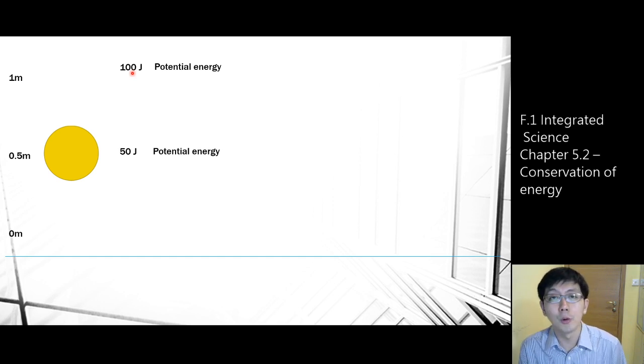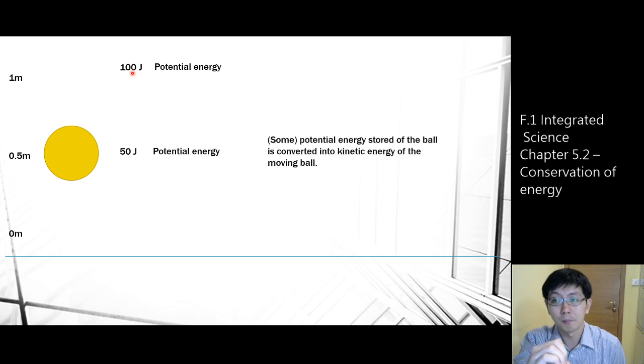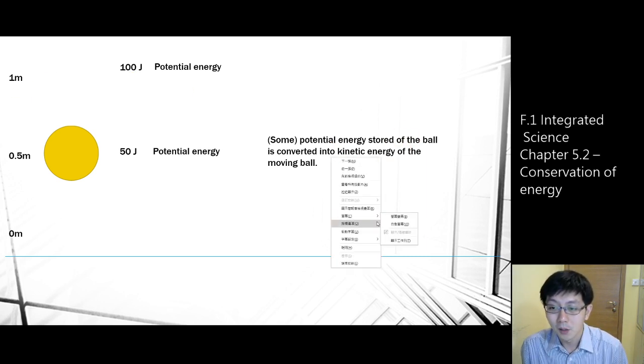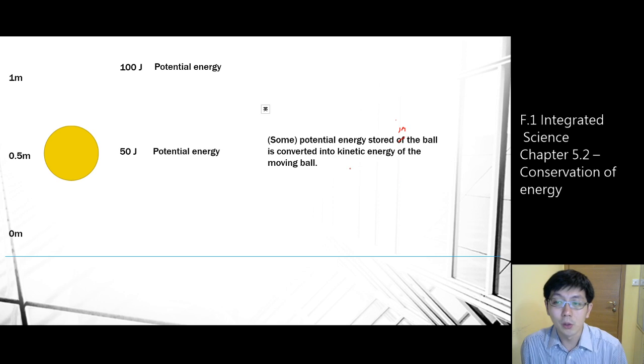From the last video, you know that if you drop the ball from a certain position, it starts moving and it moves faster and faster. Actually, there is one energy conversion occurring here. Some of the potential energy stored in the ball is converted to the kinetic energy of the moving ball. It moves faster and faster. It gains 50 joules of kinetic energy.